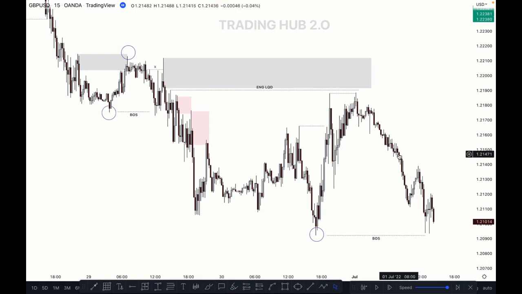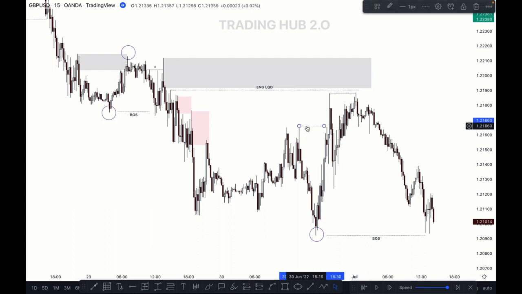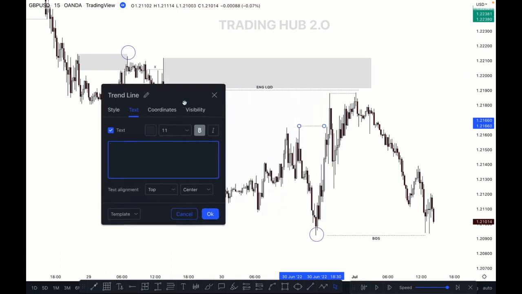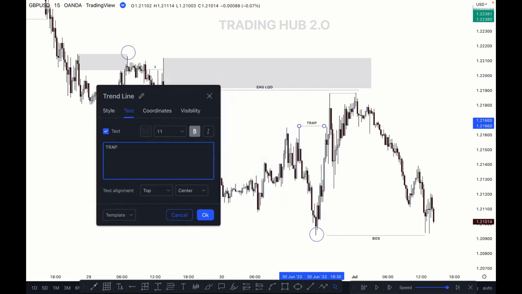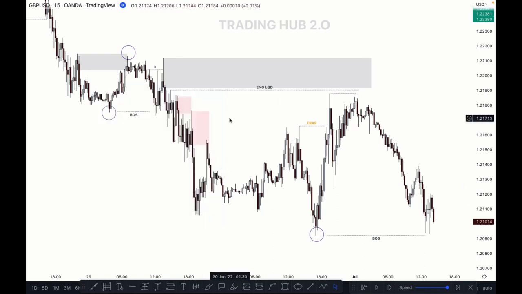You have to remember one thing, price must take out the first inducement. In this case, market took out this inducement but closed above it. So in this case, you can't apply the type 3 entry. You can apply the type 2 entry because this is our trap. After the trap, you have to apply anti-type 2. Close above it, then you will surely get an entry here in a lower time frame.